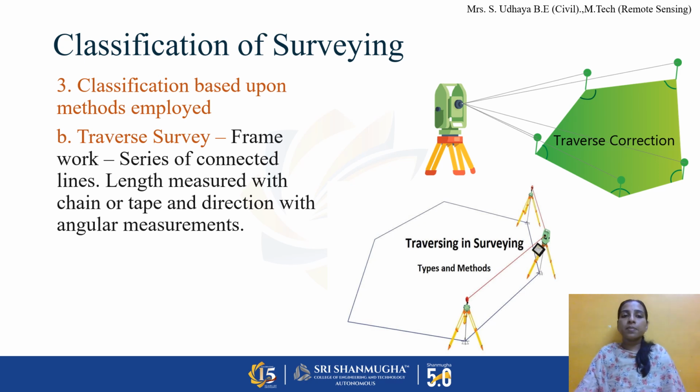Second method is traverse surveying. Here the whole area to be surveyed is continuously surveyed. As you see in this image, the whole area to be surveyed is plotted first initially into boundary points, and from one point to another point we will be measuring distances or angles or whatever data we need. Continuous survey, a series of connected lines, this is what we call a traverse, by measuring the distances using chain or tape.